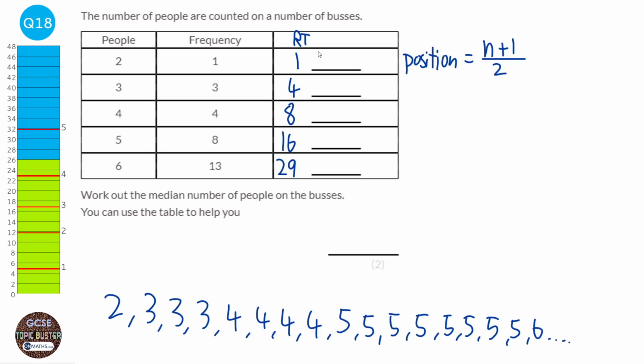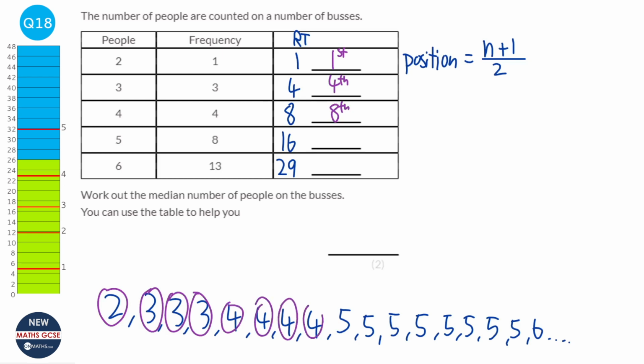Okay, so this shows us that the first number is the last number that is a 2, which is true, we can see it here. This 4 shows us that the fourth number is the last number that's a 3, so let's check that. 1, 2, 3, 4, it works. This 8 shows us the 8th number is the last number that's a 4, let's check that. So 4, 5, 6, 7, 8.